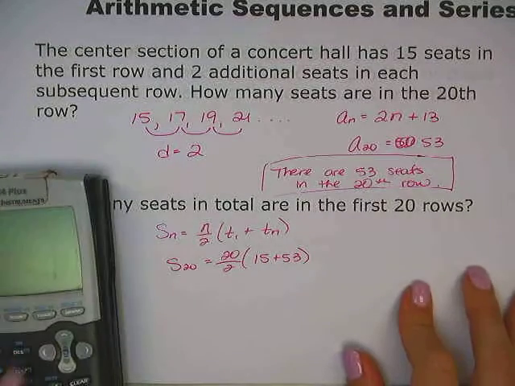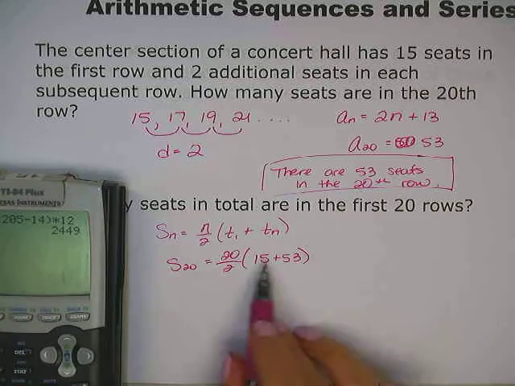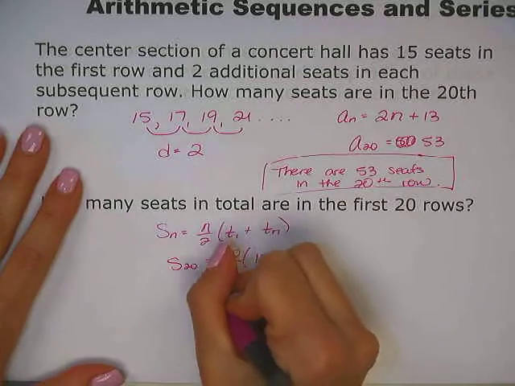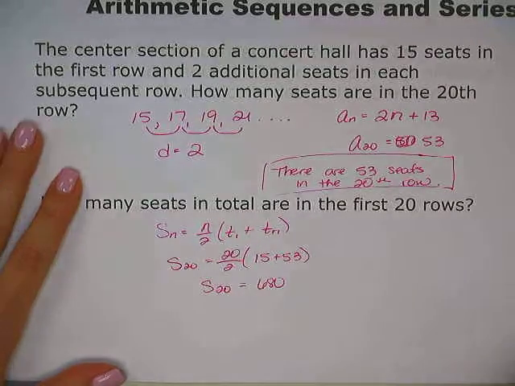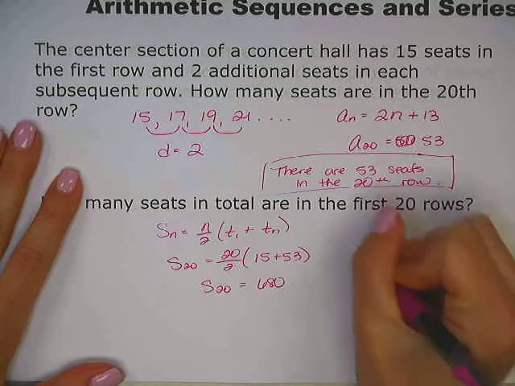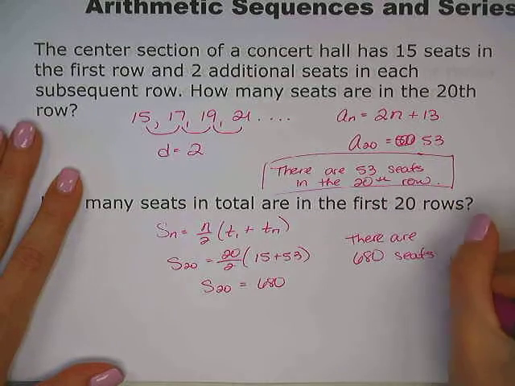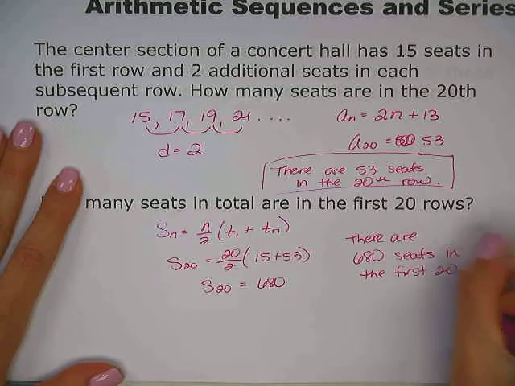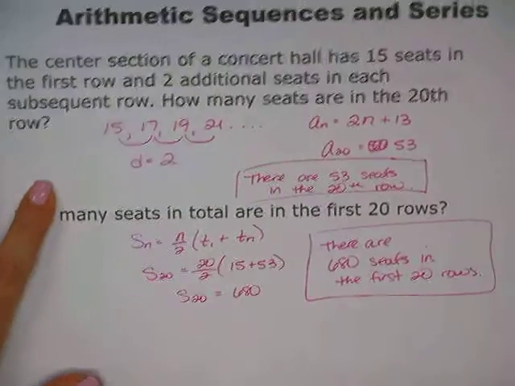So let's just calculate that real quick. 15 plus 53 is 68, times 10 is 680. So the sum of the 20 rows would be 680. I would say there are 680 seats in the first 20 rows. And there you go.